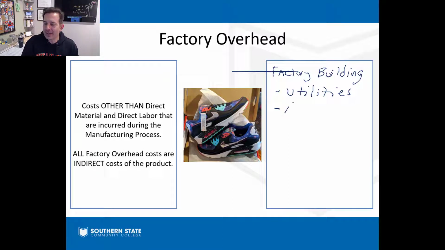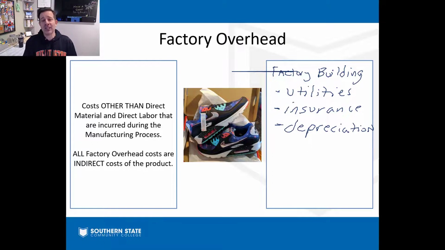What about insurance on that factory building? Have to have it, but it doesn't really tie directly into that shoe coming off the line. And depreciation. We depreciate our sewing machines. We depreciate other factory equipment. Got to do it. We had to buy those machines, but it doesn't really tie into the end product coming off of the line nice and neat. So it is considered overhead. Maybe you have a factory supervisor.